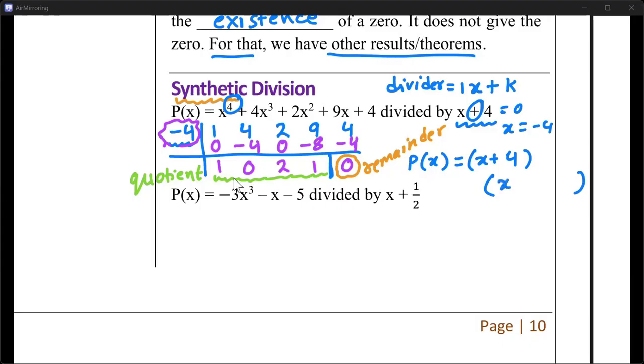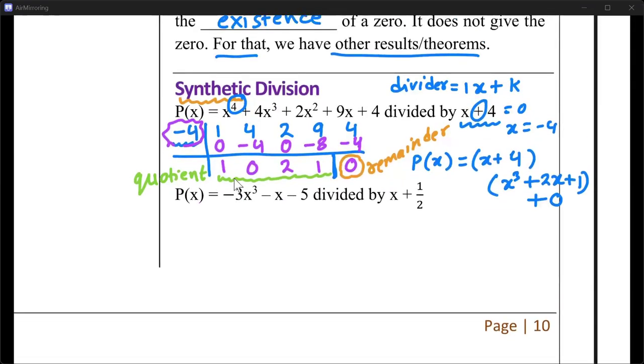So x cube, that is 1x cube plus 0x square plus 2x plus 1. Okay. And normally it is quotient times divisor plus the remainder, which in this case is 0. So that means x plus 4 is a factor of that polynomial, or you can say minus 4 is a 0 of that polynomial.